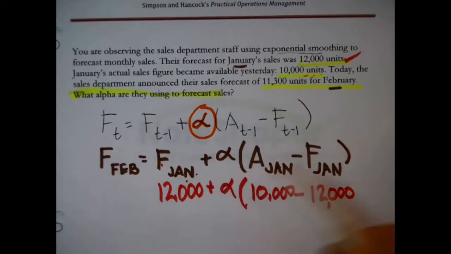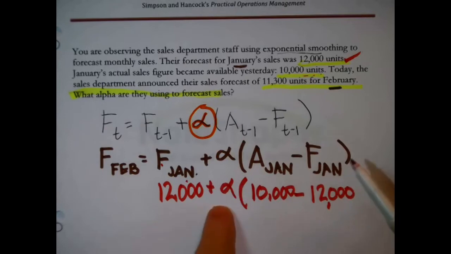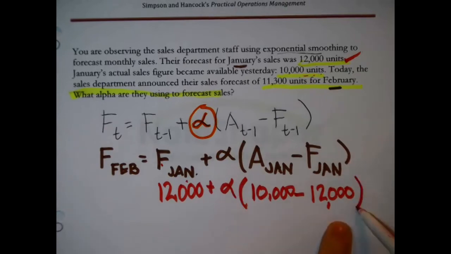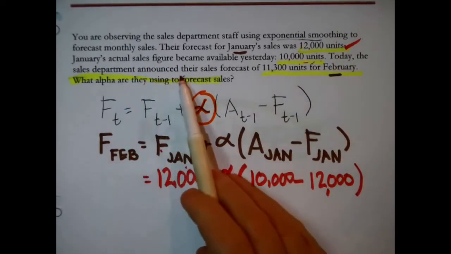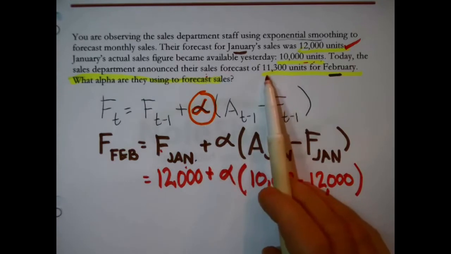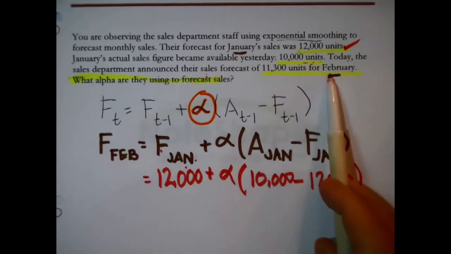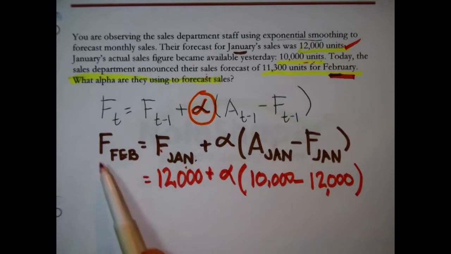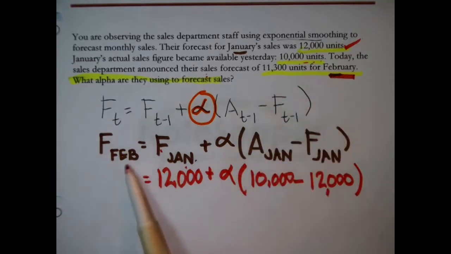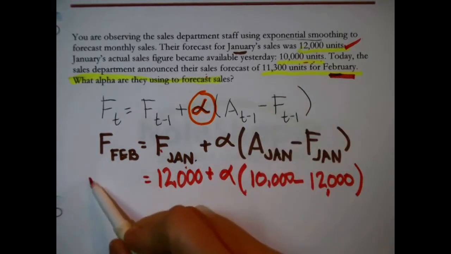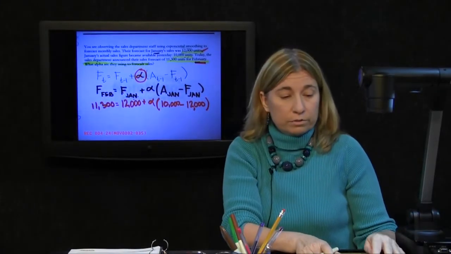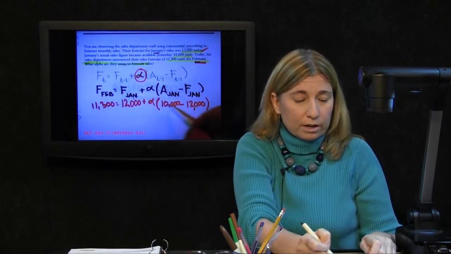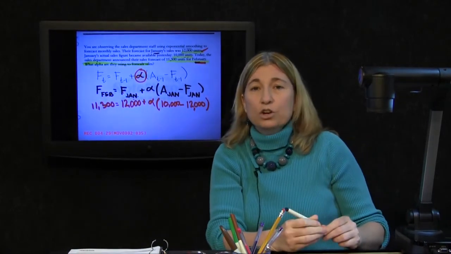Okay, so their forecast for February would have been that 12,000 plus alpha times 10,000 minus 12,000. Let me complete the bracket. Except we have another number here to use. The sales department announced their sales forecast as 11,300 for February. Their forecast, capital F, for February, that's where that number goes: 11,300. Oh, what's the alpha? Notice that alpha is now the only thing that's not known here.